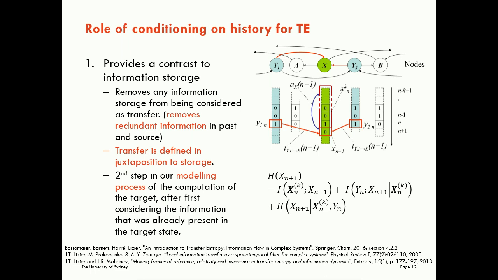Importantly, we've made a principled choice here to have a first step in our modeling process of looking at the information storage and a second step of looking at the information transfer, considering the storage first and then the transfer. This is a principled choice to align with the way we typically describe the dynamics of variables in complex systems, by starting with the past to understand that state update and then looking at sources.